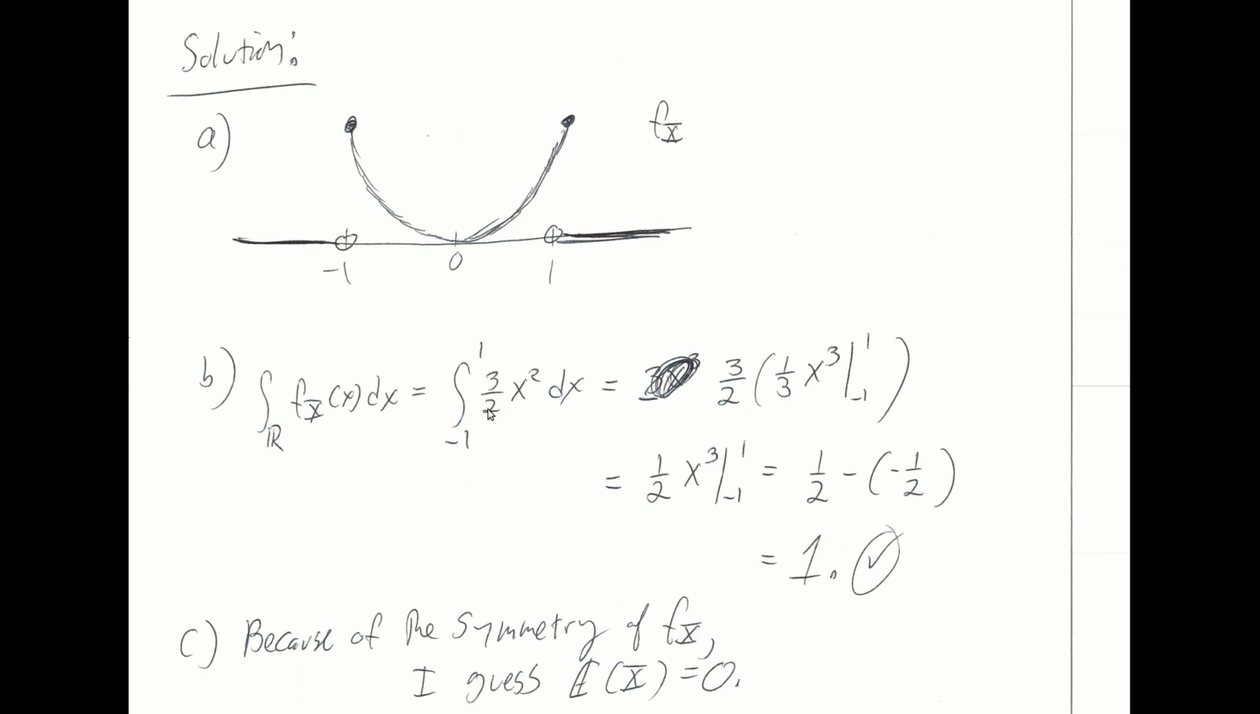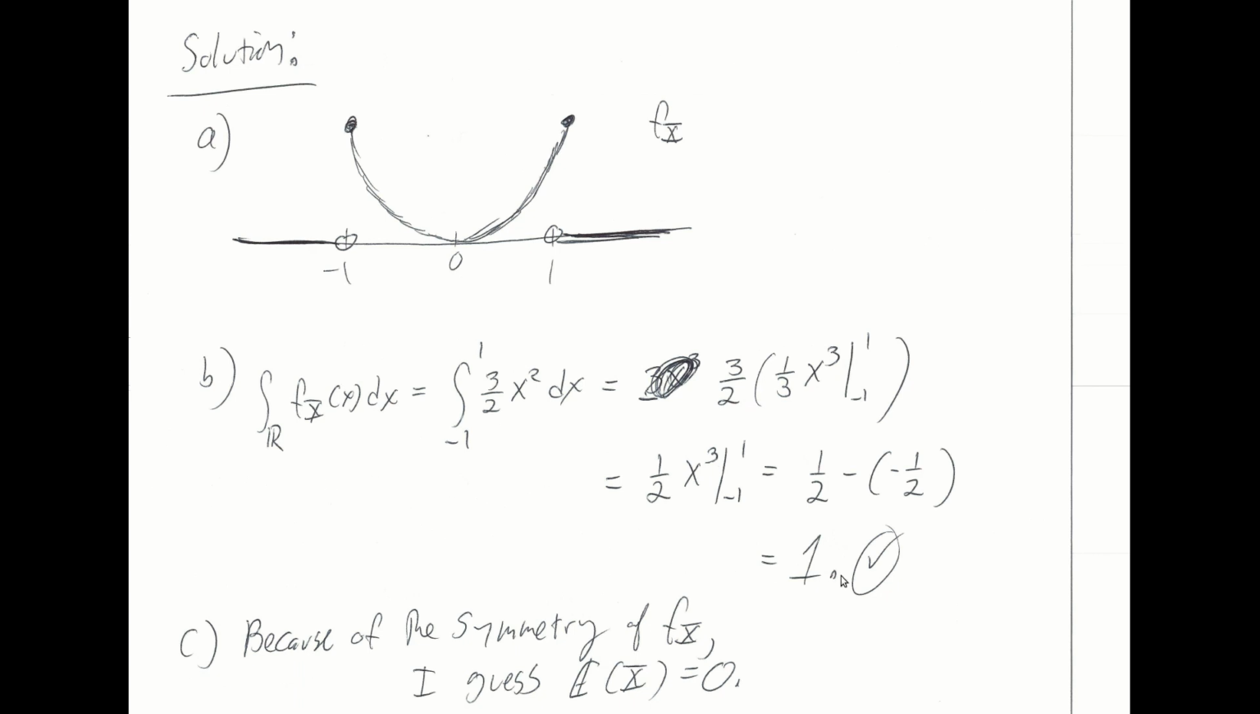I can pull the 3/2 across the integral. The antiderivative of x squared is 1/3 x cubed, and we're going from -1 to 1. These 3's will cancel, the 3 times a third will cancel, and I'm left with 1/2 x cubed from -1 to 1, and we are going to get 1 out of that. In fact, it's going to be 1/2 minus -1/2 to give me 1. So it does work. It does work as a PDF.